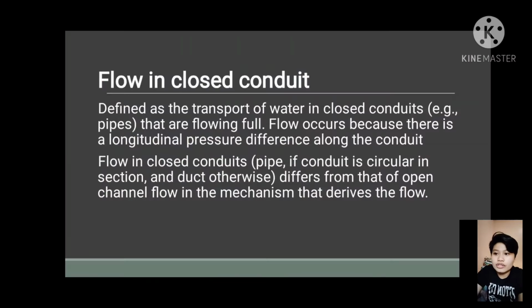So first, flow in closed conduit. Defined as the transport of water in closed conduits that are flowing full. Flow occurs because there is a longitudinal pressure difference along the conduit. Flow in closed conduits is called pipe flow if the conduit is circular in section and duct flow otherwise. It differs from open channel flow in the mechanism that drives the flow. In open channel flow, the fluid moves due to gravity, while in pipe flow, it is a pressure difference that makes the fluid flow.